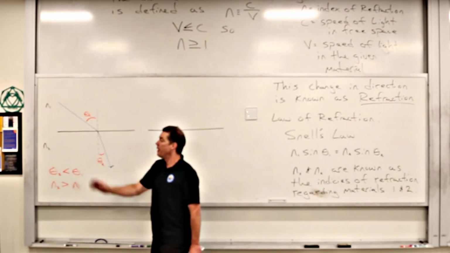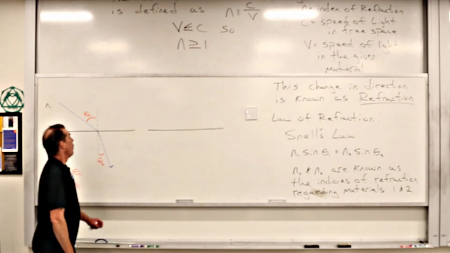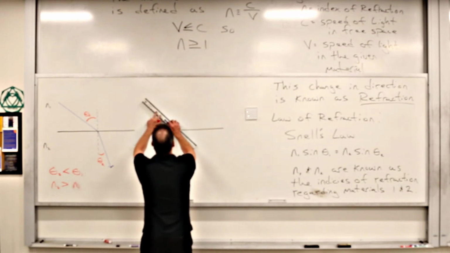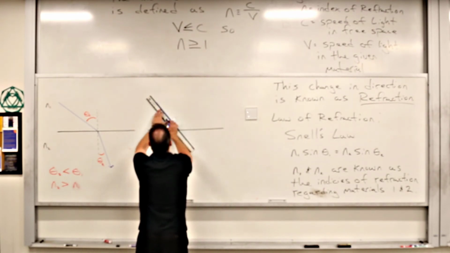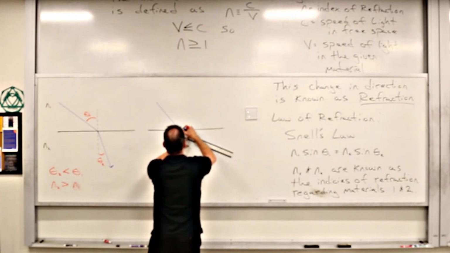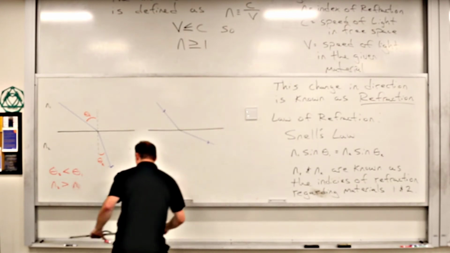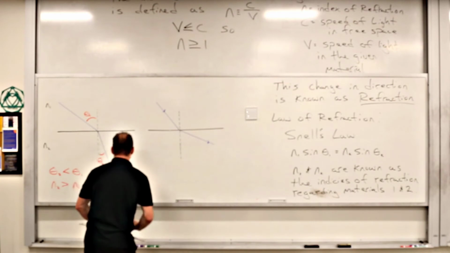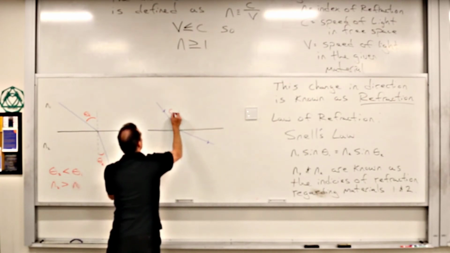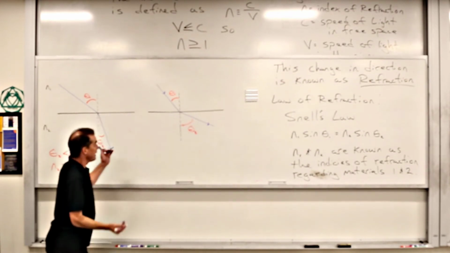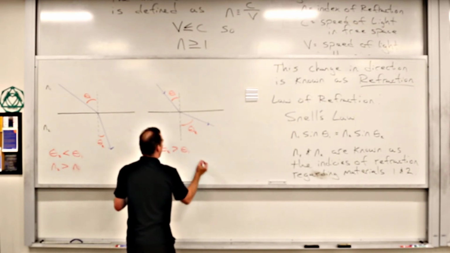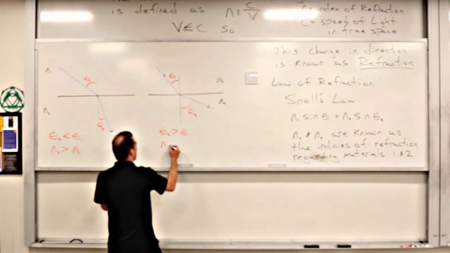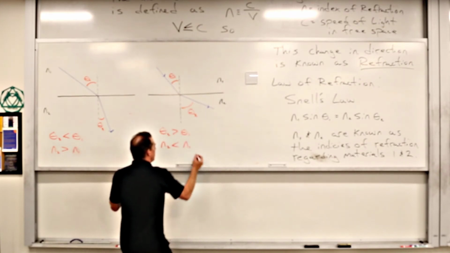It bends inward. Well, we can also have that light travels from a material with a higher index of refraction into a material with a lower index of refraction. We'll look at that too. Normal there. Go ahead and have this angle to be theta 1 and this angle to be theta 2. In this case, it's pretty easy to see that theta 2 is greater than theta 1, which will mean n2 is less than n1.